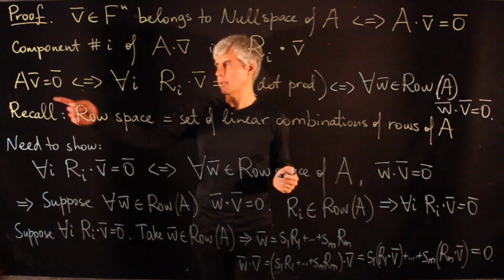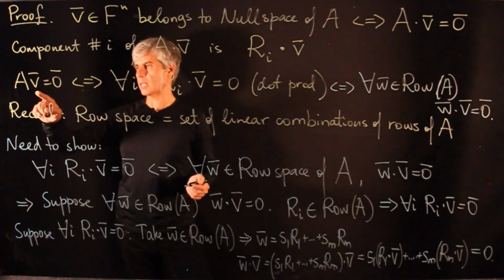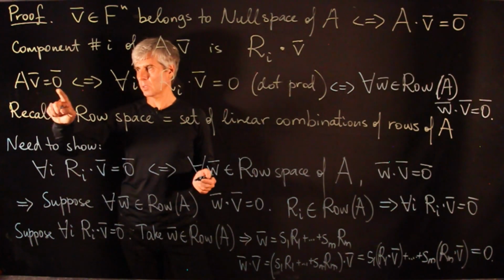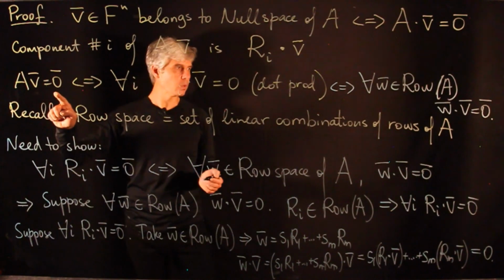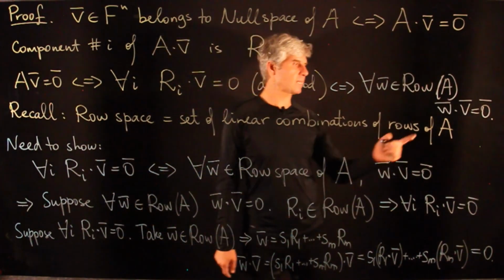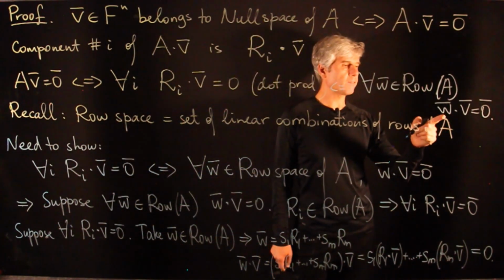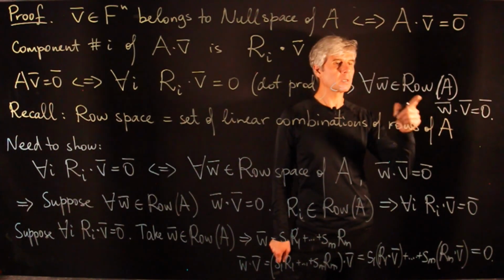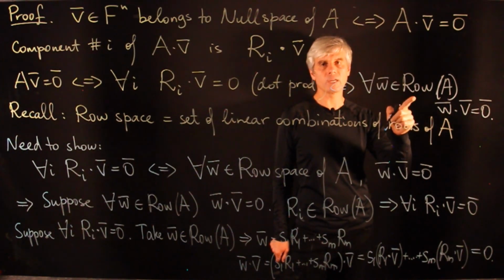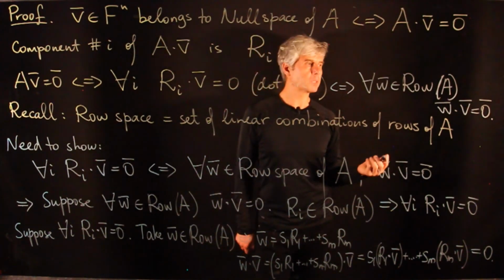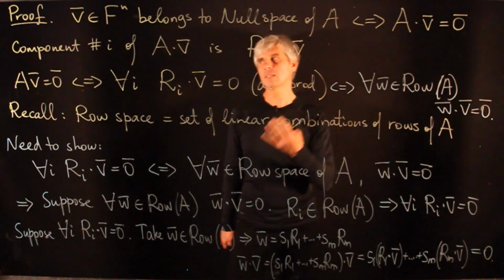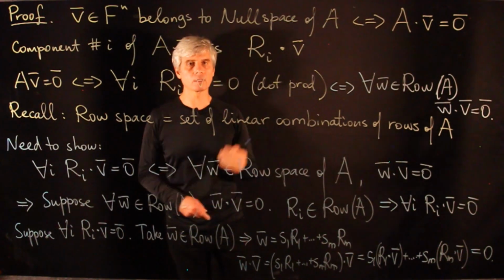Our theorem claims that the set of vectors that are in the null space, so this means that they satisfy Av equal to 0, is exactly the set of vectors that have 0 dot product with every vector in the row space of A. So this gives us a relation between the row space of A and the null space of A. So they are orthogonal to each other.